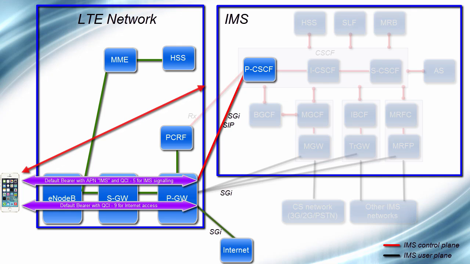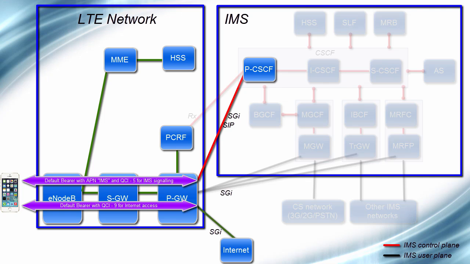The IMS reference point between the UE and the P-CSCF is Gm. But do remember, there is no direct link between the UE and the P-CSCF. All the SIP data from the UE to the P-CSCF goes via the PDN gateway and over the SGi interface on IP transport.